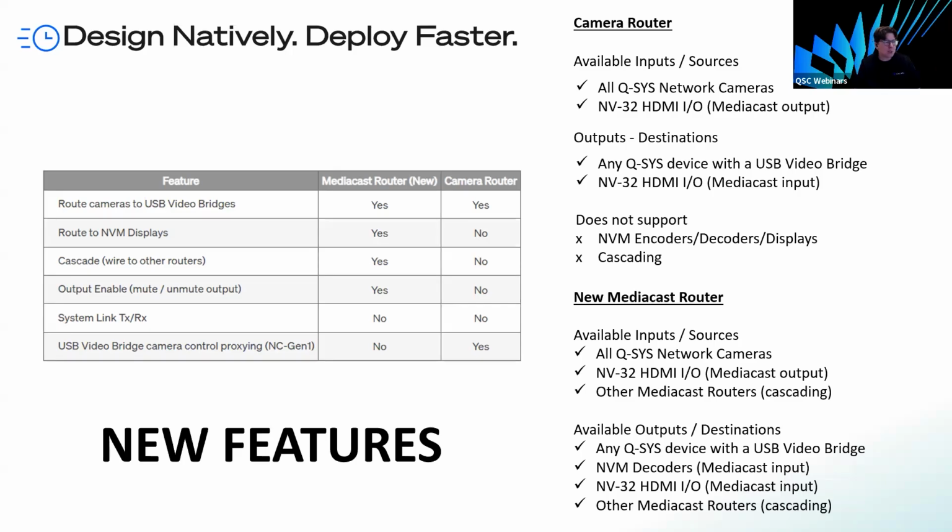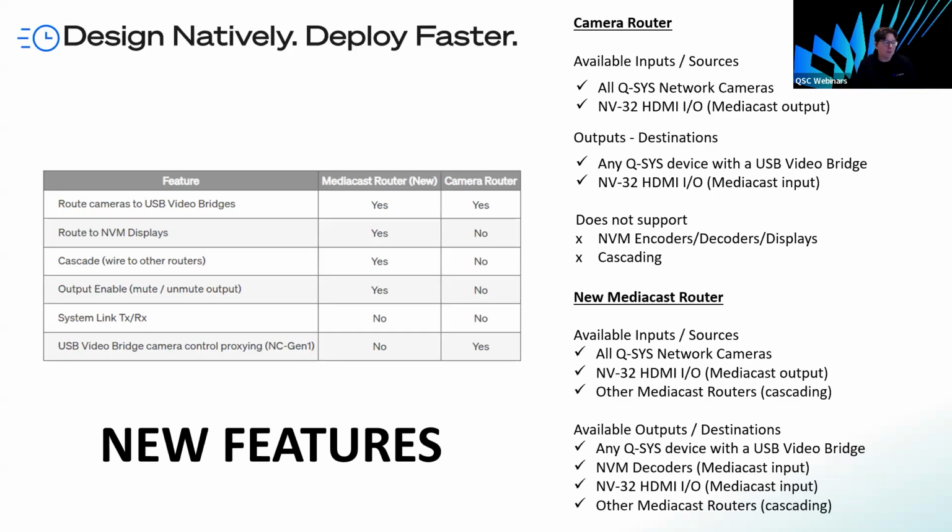The next thing we have is the new MediaCast router. Still works with all the network cameras, still works with the MV32 HDMI I/O. It works with other MediaCast routers. In other words, you can cascade them together. You can have MediaCast routers coming into MediaCast routers, going out to other MediaCast routers, which is really a big plus for us. Allows for a lot of functionality and allows for a lot of scale, especially when we get into using this for NVM products.